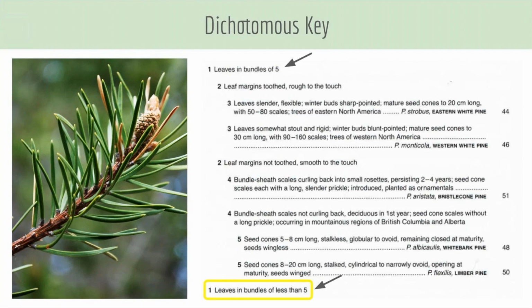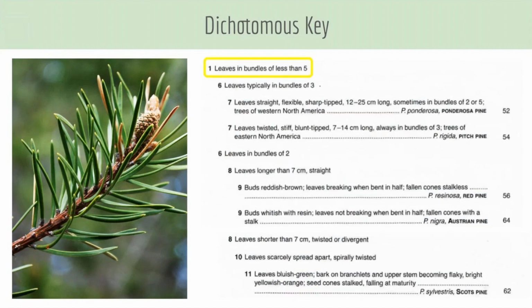And if you guess the second option, you're right. So what we do now is we select that, and we move on to the next set of characteristics underneath it. And here you'll notice that they begin with the same number, in this case 6. This is done as a way to keep the same set or subset of characteristics together. So now moving on to the characteristics that start with 6, are the leaves typically in bundles of 3 or in bundles of 2?